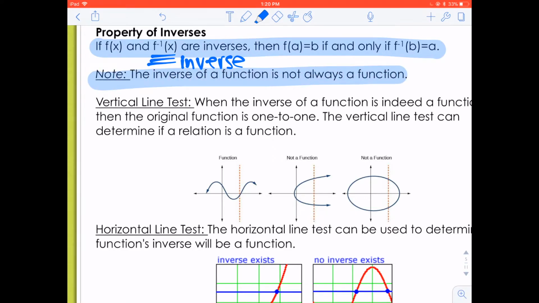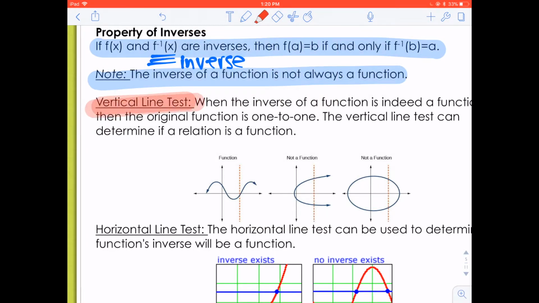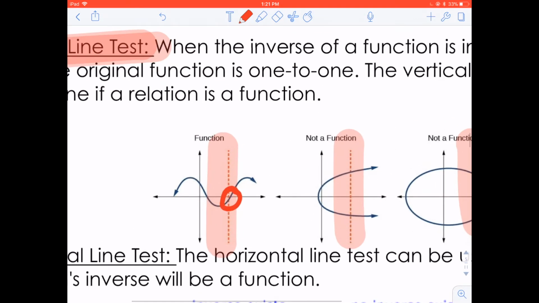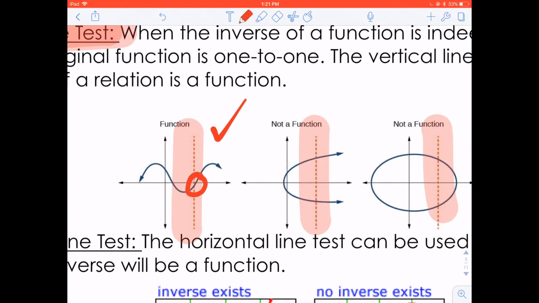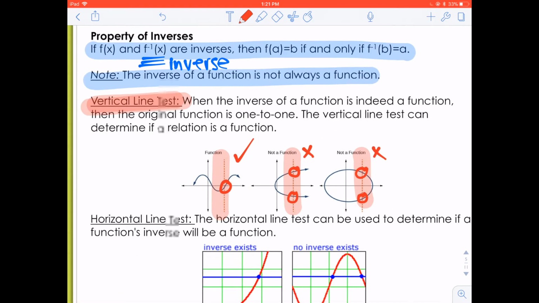So if you recall from Algebra 1, you learned about this vertical line test, which is very important. The vertical line test says if you draw a straight line through a graph and it crosses more than once, then it's not a function. So this crosses once, so this is a function, good. This crosses twice, so it's not a function. Here it also crosses twice, so it's not a function.